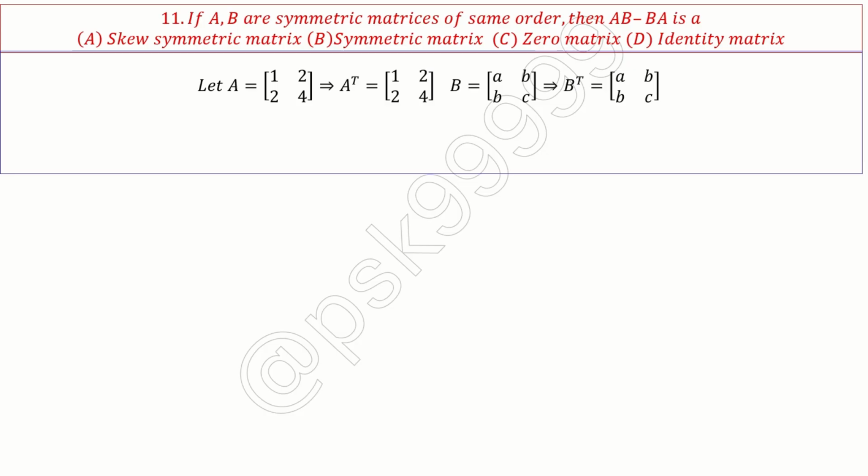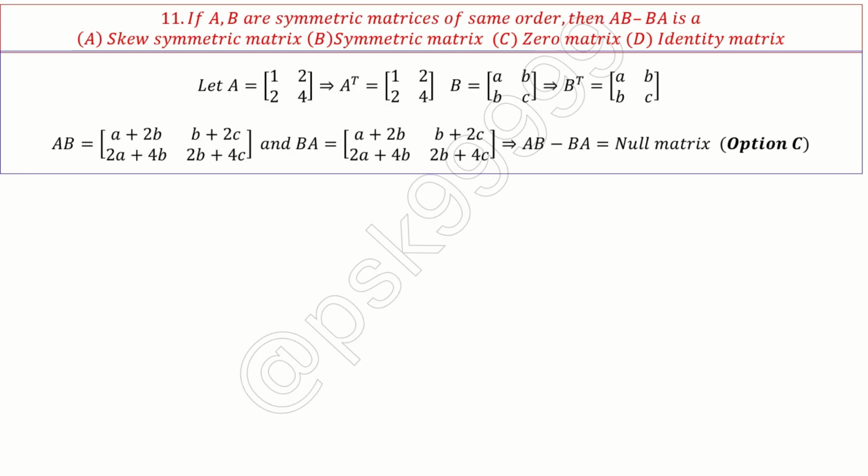Correct? You take the example matrices in such a way that the operations don't result in different values or same values. Okay, so here in this case, even if I do multiplication, you actually cannot evaluate this value, because one is a, b, b, c and other one is 1, 2, 2, 4, right? So that's how you should take. Now AB is nothing but this value, BA is also, I'm getting actually same value, correct? Because they are symmetric. So AB minus BA is a null matrix, so option C is correct.